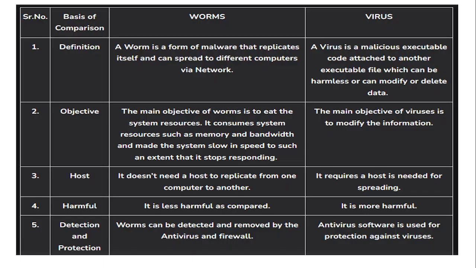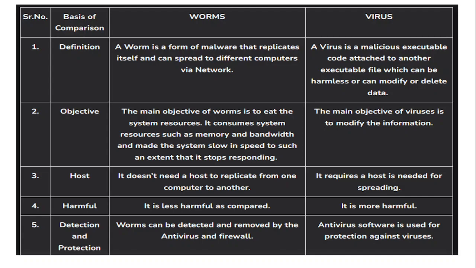Now let us see in general the difference between worms and virus, right? So the definition: a worm is a form of malware that replicates itself and can spread to different computers via network. A virus is a malicious executable code attached to another executable file which can be harmless or can modify or delete it. Objective: the main objective of worms is to eat the system resources. It consumes system resources such as memory and bandwidth and makes the system slow to such an extent that it stops responding. The main objective of virus is to modify the information.